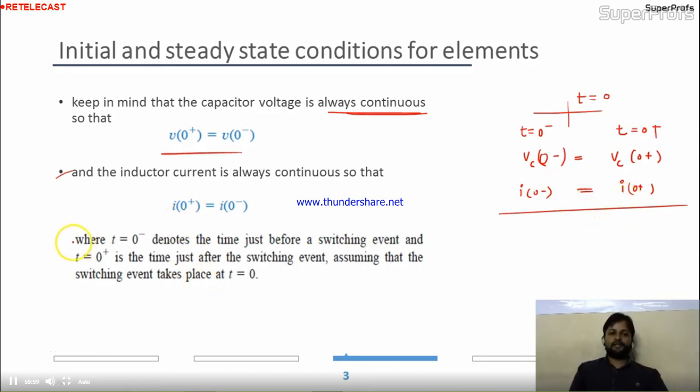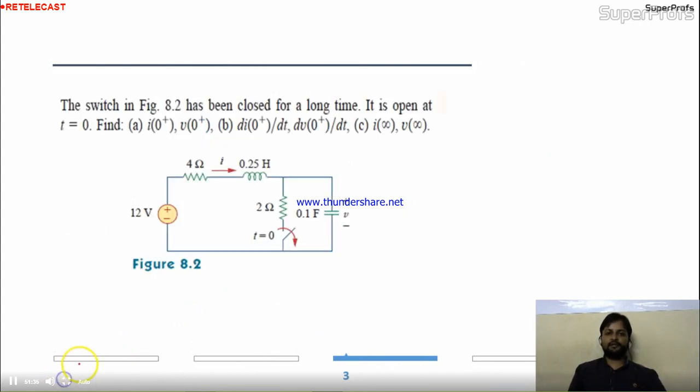Okay. So here, please observe this point. t equal to 0 minus is just before t equal to 0. It denotes the time just before a switching event, and t equal to 0 plus is the time just after the switching event. Assume that the switching event takes place at t equal to 0. So 0 plus is the right region, and 0 minus is the left region. I hope this concept is clear to you.